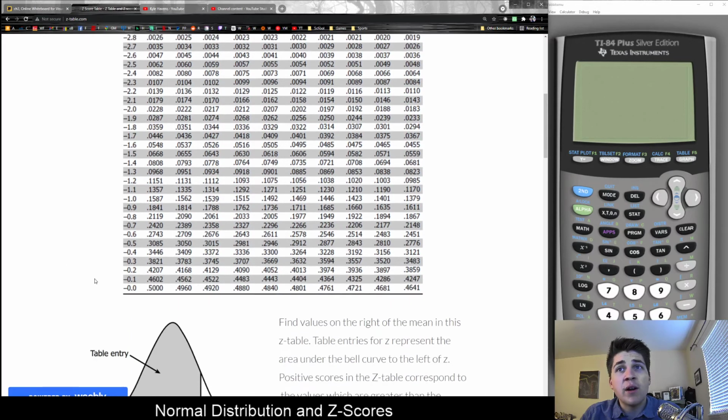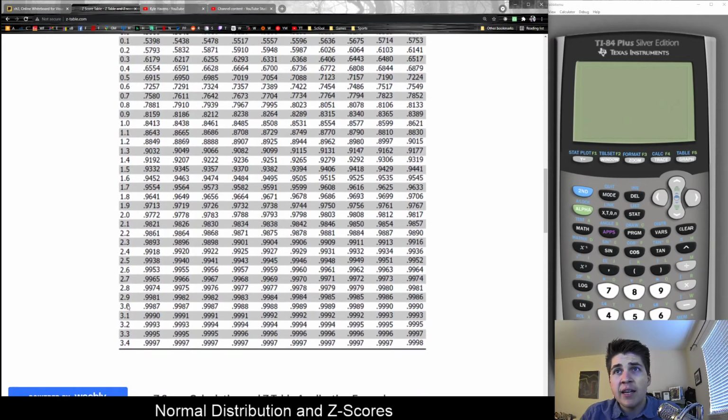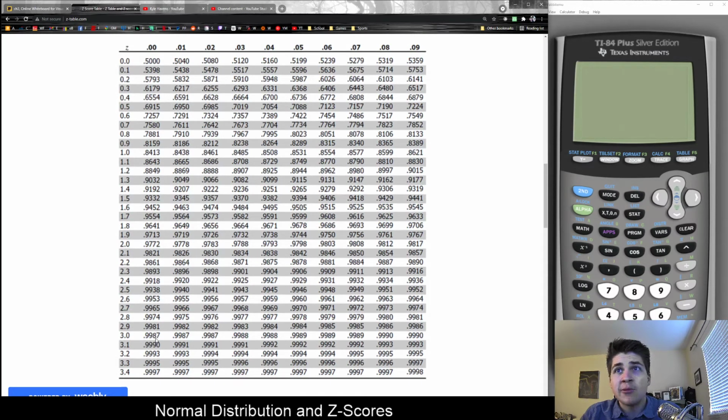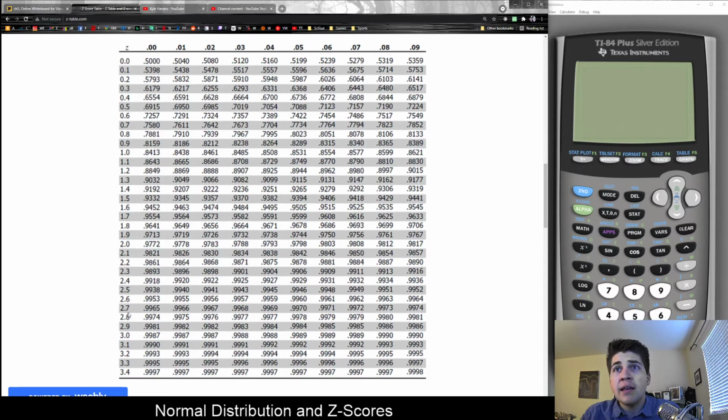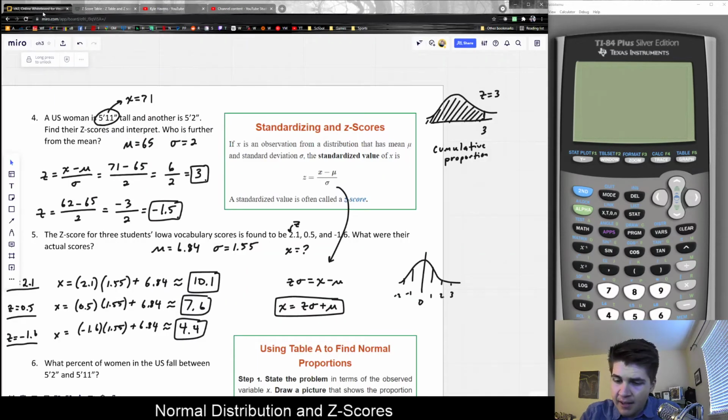So first we need to find where z equals 3, which is right here. The first entry will be 3.00. This number right here is going to be the proportion that we're looking for for the particular z-score. So for a z-score of 3, we're going to get a cumulative proportion. I'll write this here. It's called this because we're adding up all the percentages for everyone less than that. That's just what we mean by that term. The cumulative proportion is 0.9987.